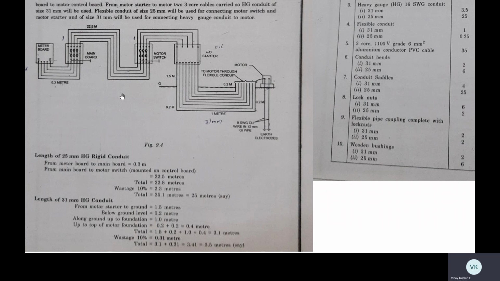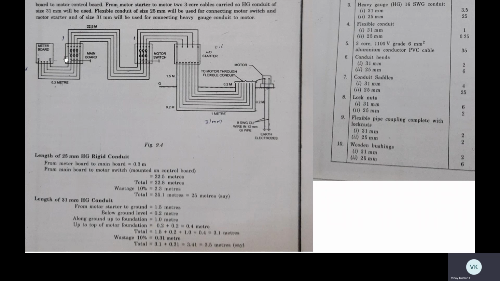And plus 10% for miscellaneous. That is for wastage purpose. Totally 25 meters of cable is required. That is from meter board to motor switch. Then what is the length of 31 mm HG conduit required? Length of 31 mm HG conduit.